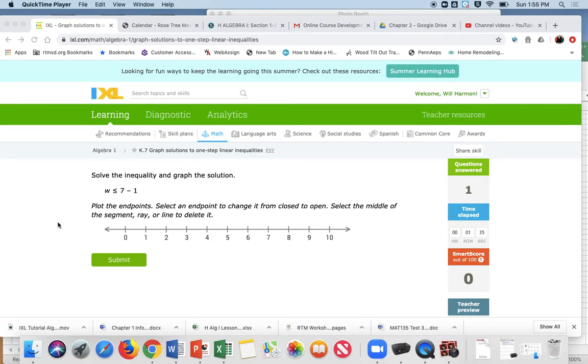All right, here we go. This is Algebra 1 K7, graph solutions to one-step linear inequalities.